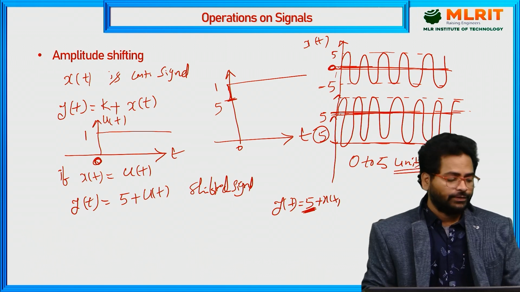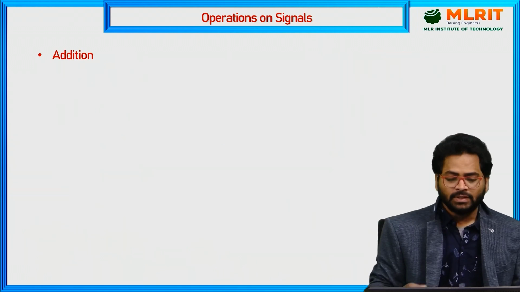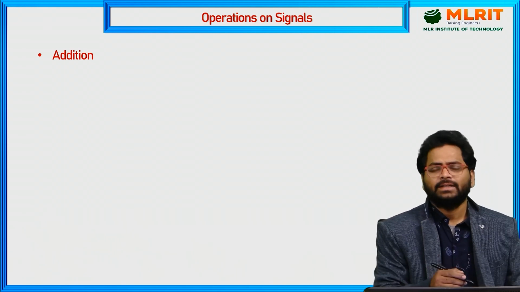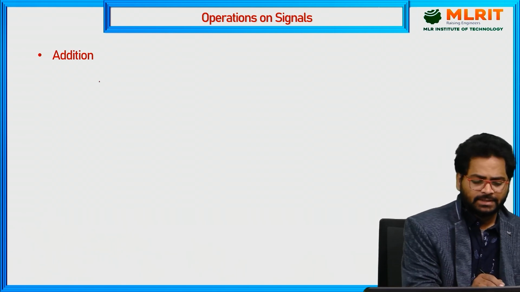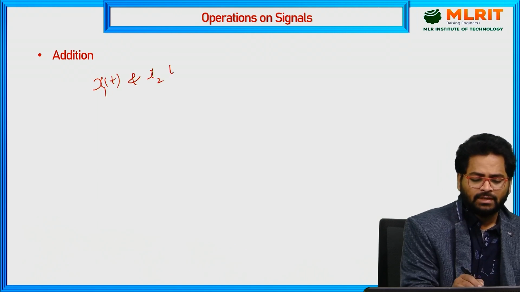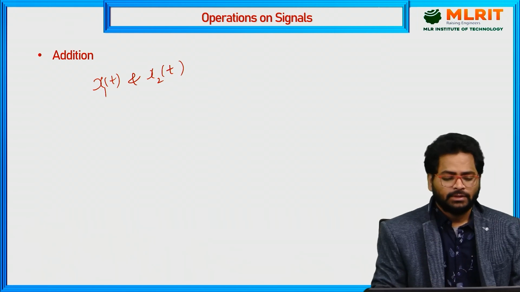0 to 5 units. So this is about the amplitude shifting. Next, addition. Addition of the signal means we are just adding the two time domain signals. I am defining x1 of t as one signal and x2 of t as another signal. So these are the two signals which we have in hand.